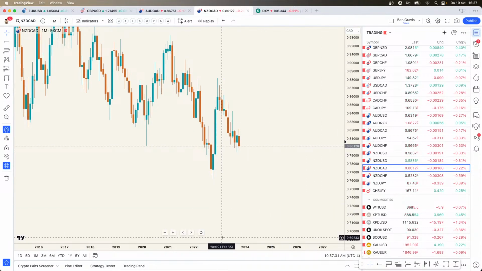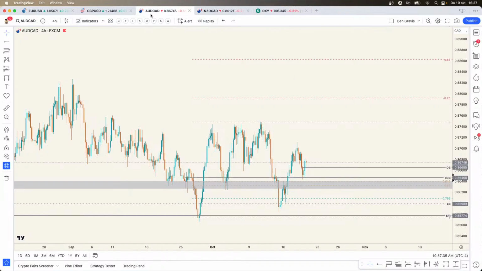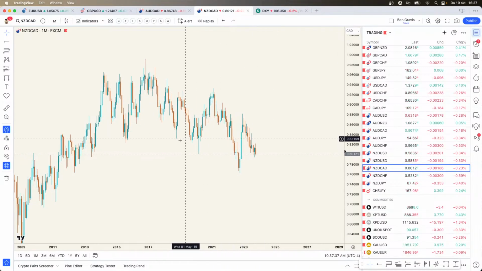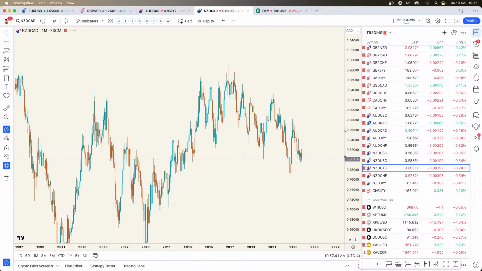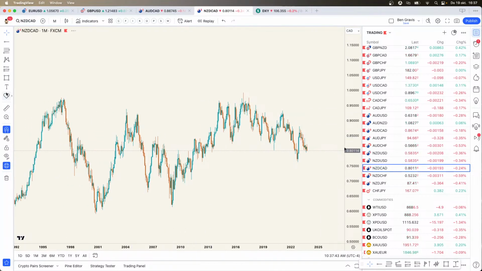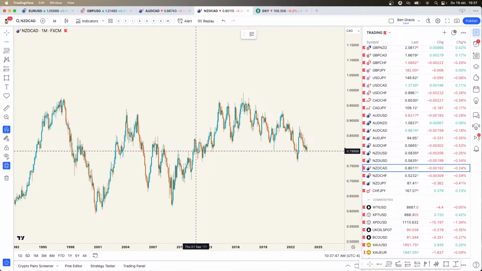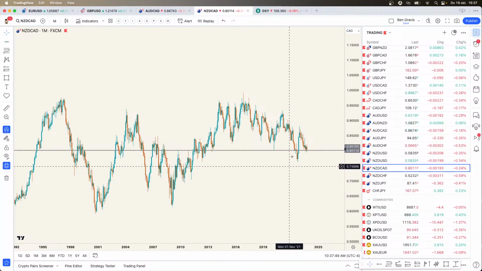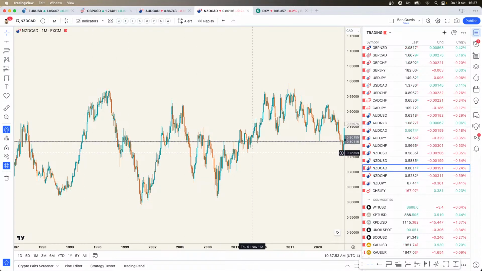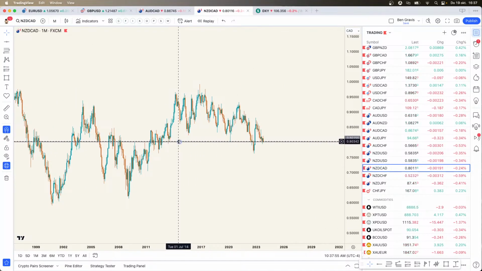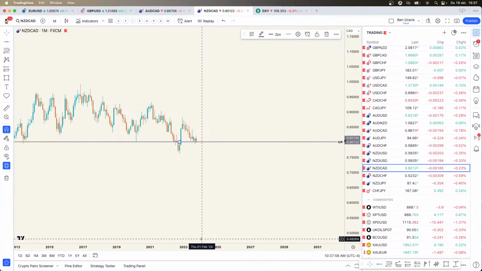NZD Canadian. As I think that Australian Canadian is bullish, we might seek the same from NZD Canadian. So again, here we start on the monthly chart. You look at the wicks here. You see, it wicks over here, it wicks, and it bounces. So this is a high support.